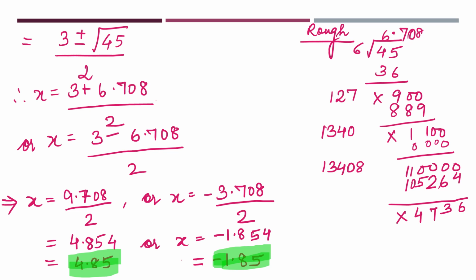And if we solve the equation, we get the x value as 4.854, or x is equal to minus 1.854, and correct to 2 decimal places, we get the answer as 4.85, or x is equal to minus 1.85. Okay.